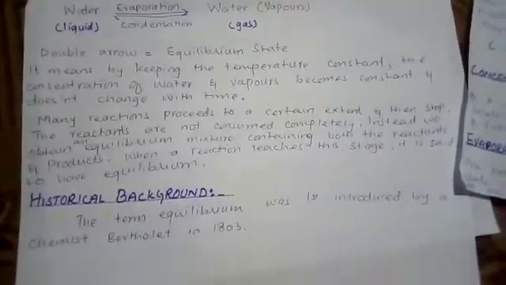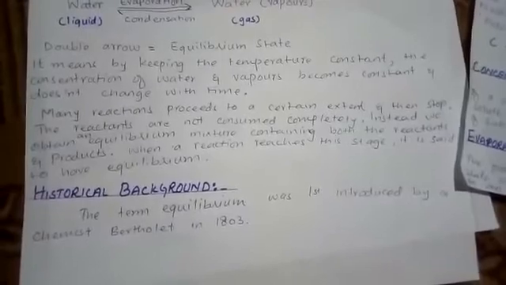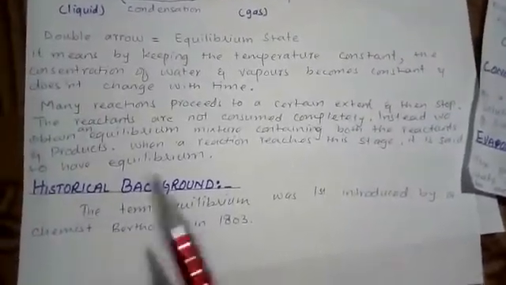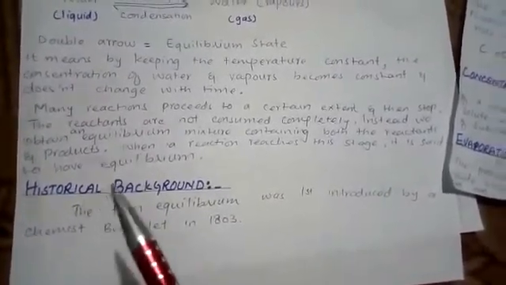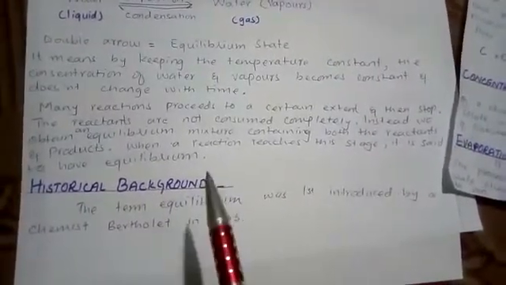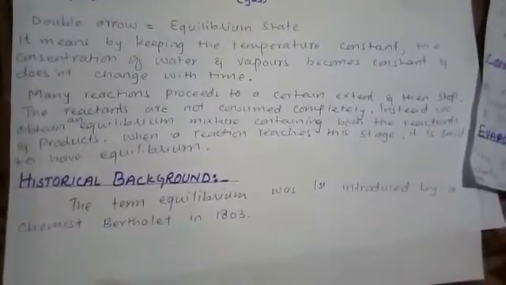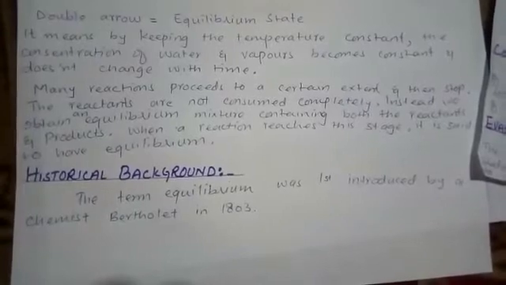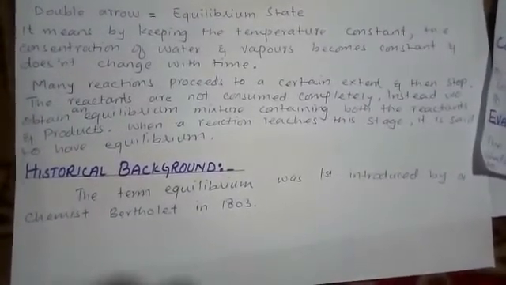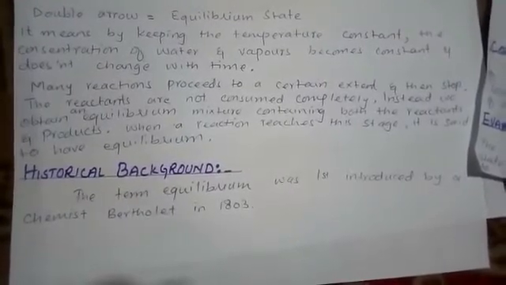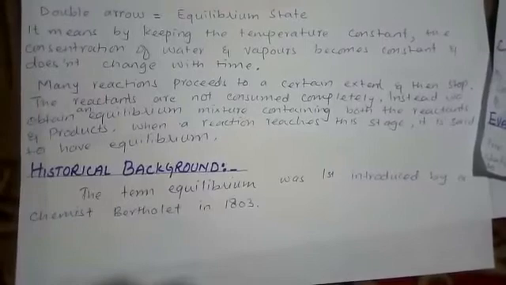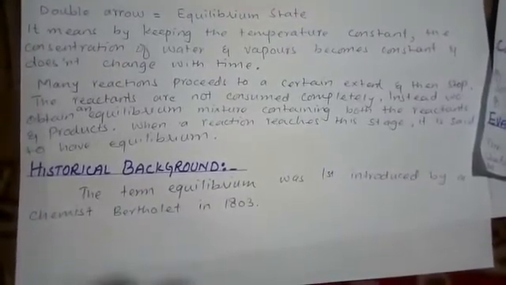Many reactions proceed to a certain extent and then stop. The reactants are not consumed completely. Instead, we obtain an equilibrium mixture containing both the reactants and products. When a reaction reaches this stage, it is said to have reached equilibrium. What does it mean by this? At some time in the reaction mixture, the reaction stops. It doesn't mean that our reactants are finished or we consumed too much reactants. It means that a chemical equilibrium is established, at which stage the reactant and product amounts stay the same. So that stage is called the chemical equilibrium.